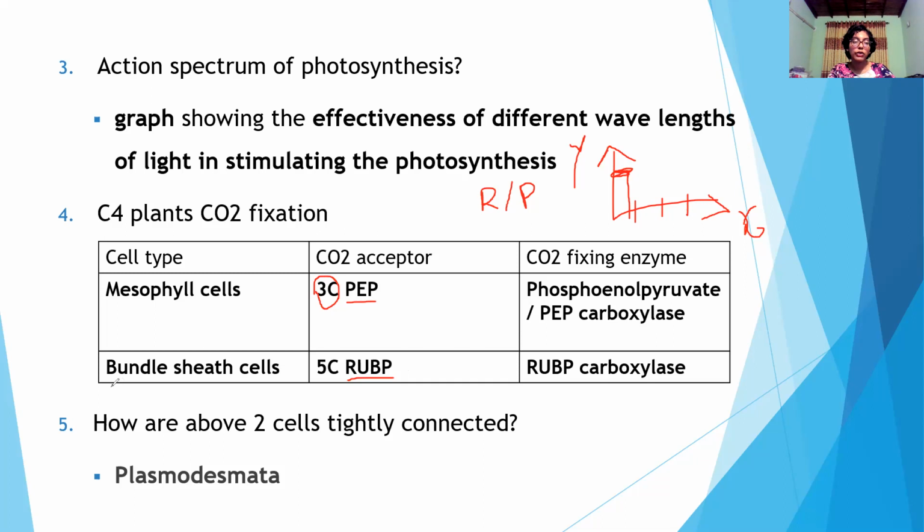Then we have this fifth question. How are two cells tightly connected? You all know plasmodesmata, which you can find especially in plant cells. You cannot find it in animal cells. You all know it is a type of cell junction. So it is also a simple question. So now we can move to the next part. I think that's it.